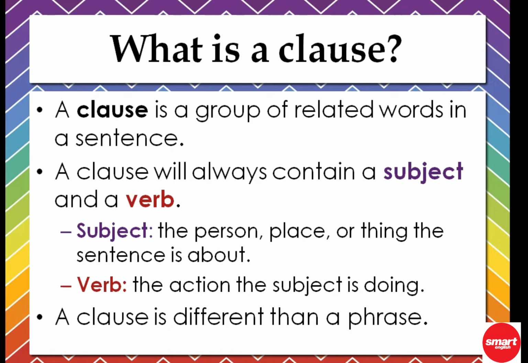First of all, what is a clause? A clause is a group of related words in a sentence. A clause will always contain a subject and a verb. We must find a subject, which is the person, the place, or the thing that the sentence is about. And also we must find the verb, the action the subject is doing. A clause is different from a phrase. And let's see how.